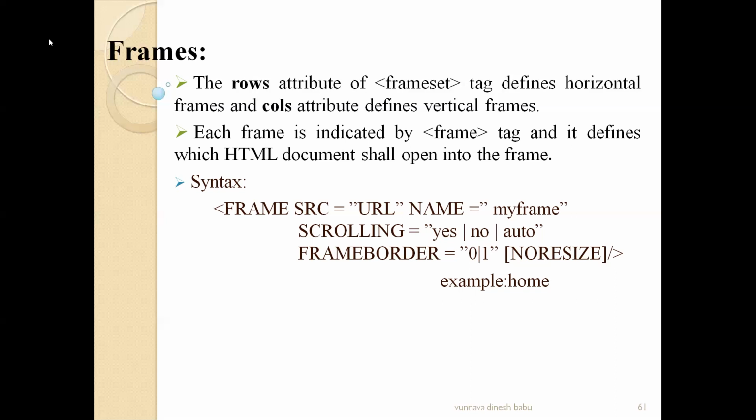For example, if you provide scrolling equal to no, then no scroll bar will be added to the particular frame on a web page, right? And by default, there will be some frame borders. So if we want to have a frame border, we have to pass 1. And if we don't want a frame border, we can pass 0 as the value of the frameborder attribute.